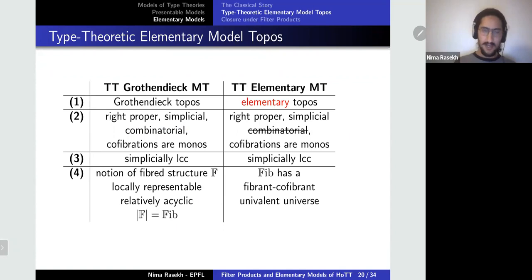And for the last one, if you recall, one of the implications of this list that Shulman proposes is that Fib has a universe. Because I cannot prove it anymore if it's not presentable, I just assume it. And so let me explain what this last one means.